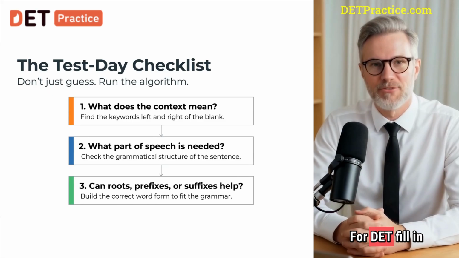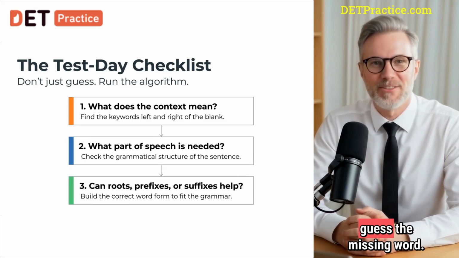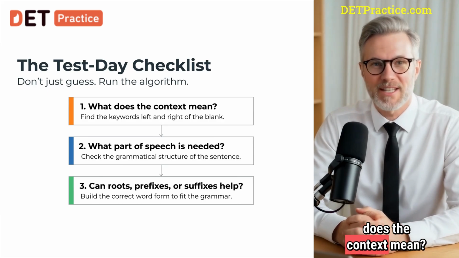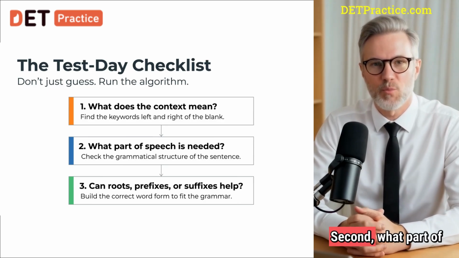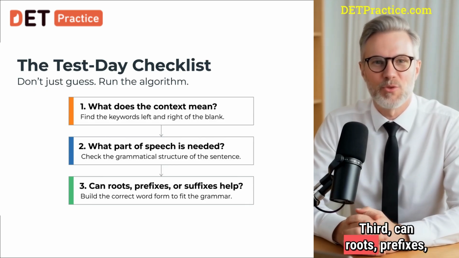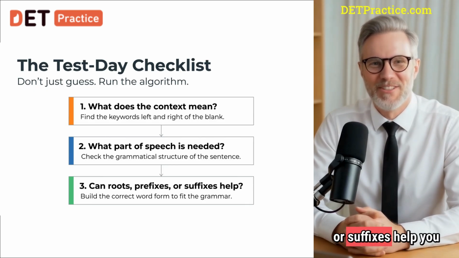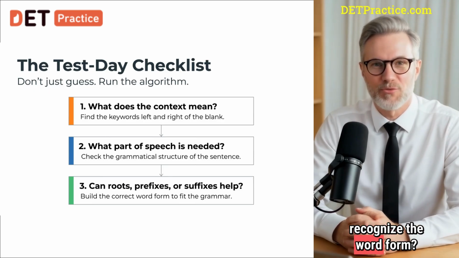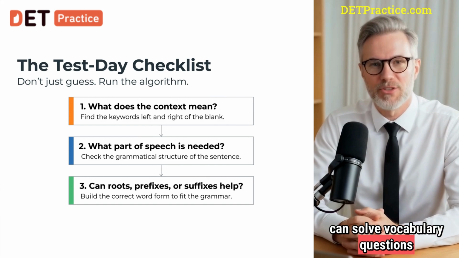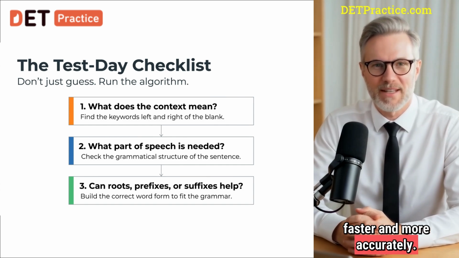For DET fill in the blanks, don't just guess the missing word. Always check, first, what does the context mean? Second, what part of speech does the sentence need? Third, can roots, prefixes, or suffixes help you recognize the word form? With these strategies, you can solve vocabulary questions faster and more accurately.